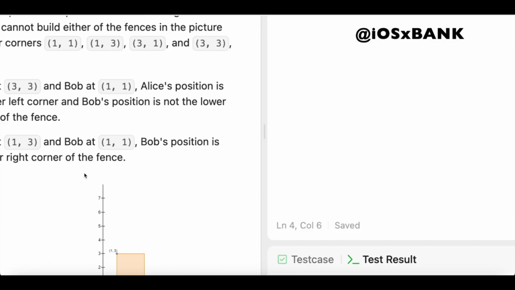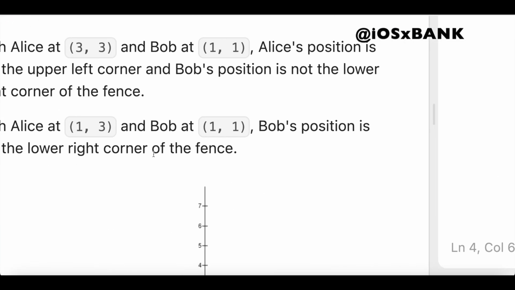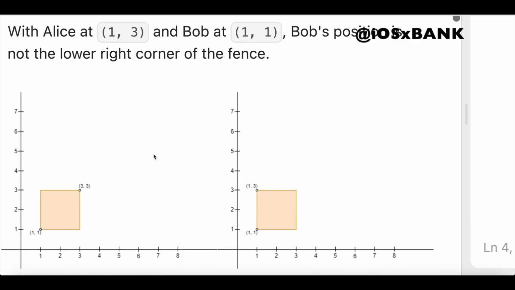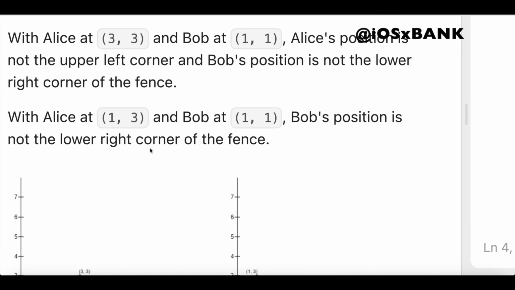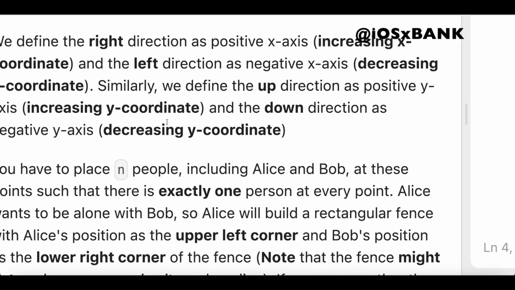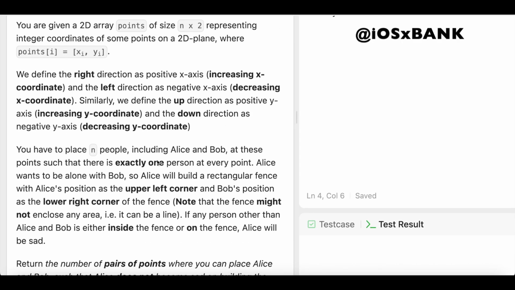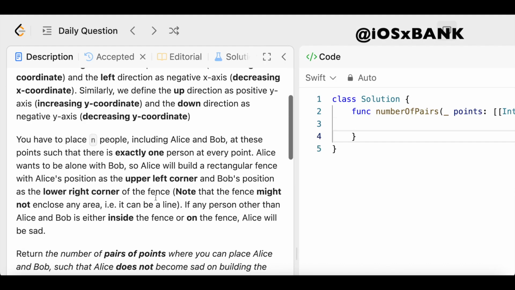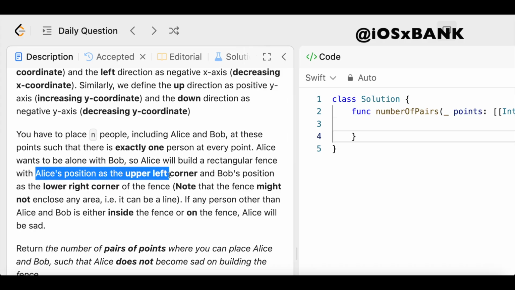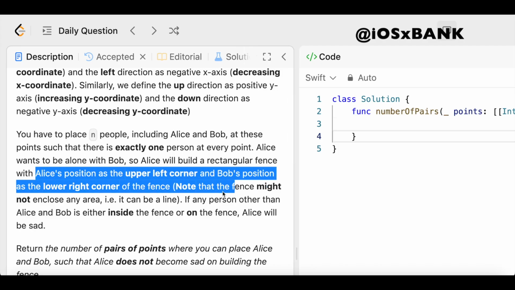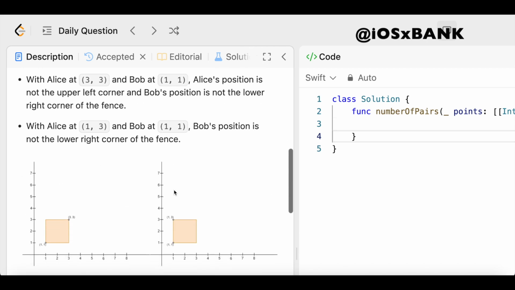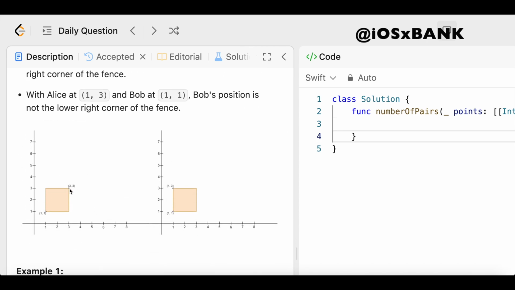Let me zoom in for y'all so we can see it better. So this is just an example of what we cannot do, right? We need Alice to be at the upper left corner, right? It says right here, Alice's position at the upper left corner and Bob's position at the lower right corner. Boom. So in these pictures, we have Alice at the upper right corner, which is not what we want. And we have Bob at the lower left corner, which is not what we want. Alice should be here at the upper left corner and Bob should be here at the lower right corner.